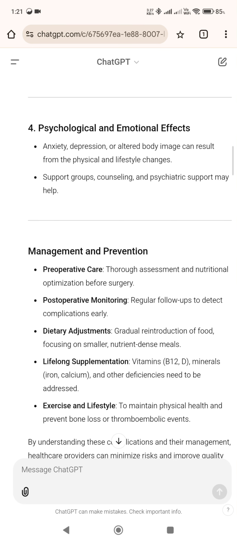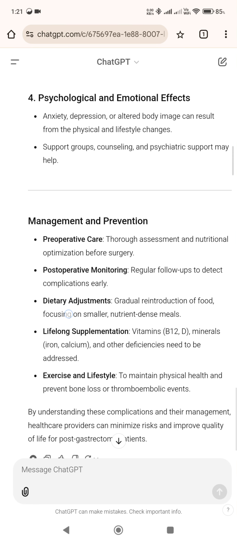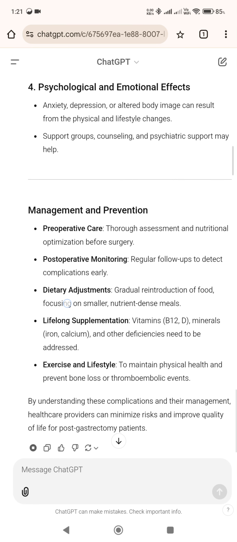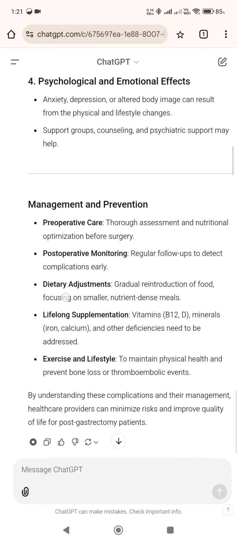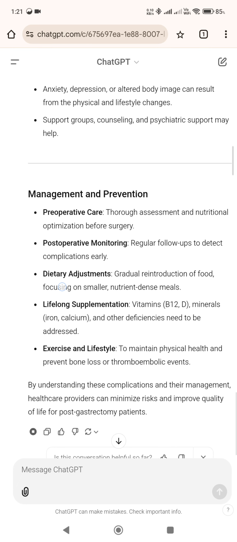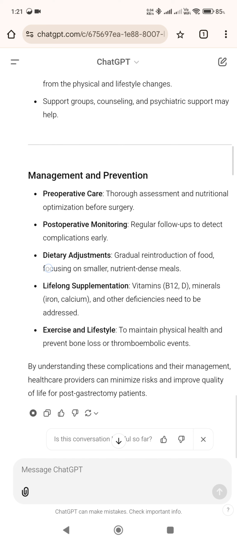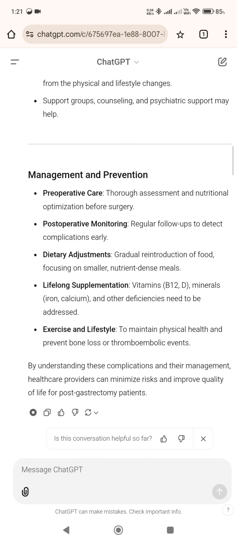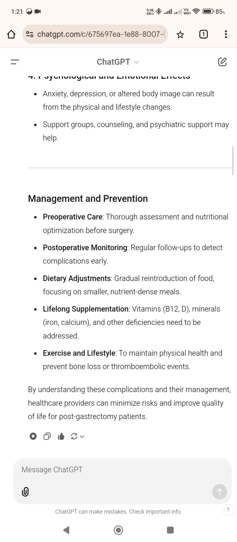4. Psychological and emotional effects. Anxiety, depression, or altered body image can result from the physical and lifestyle changes. Support groups, counseling, and psychiatric support may help. Management and prevention. Preoperative care: thorough assessment and nutritional optimization before surgery. Postoperative monitoring: regular follow-ups to detect complications early. Dietary adjustments: gradual reintroduction of food, focusing on smaller, nutrient-dense meals.